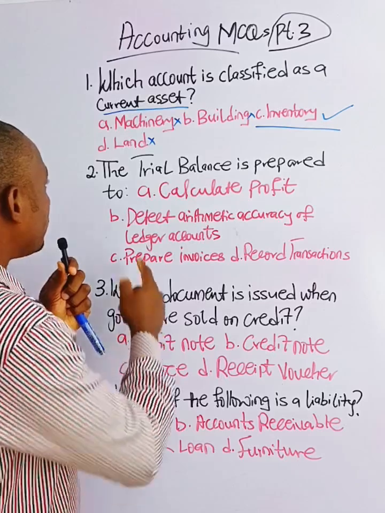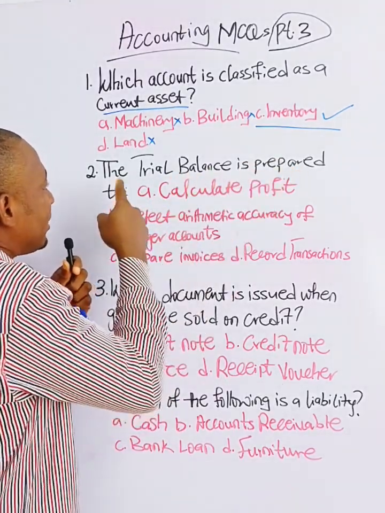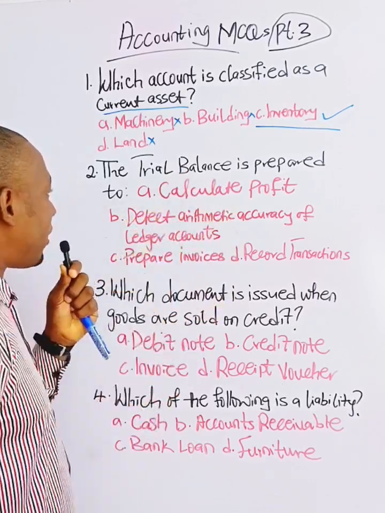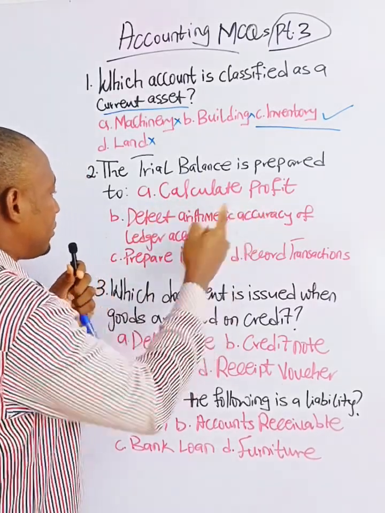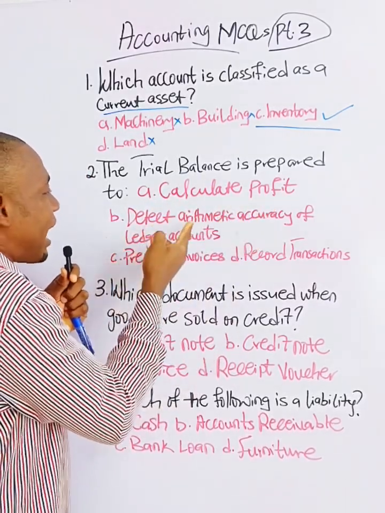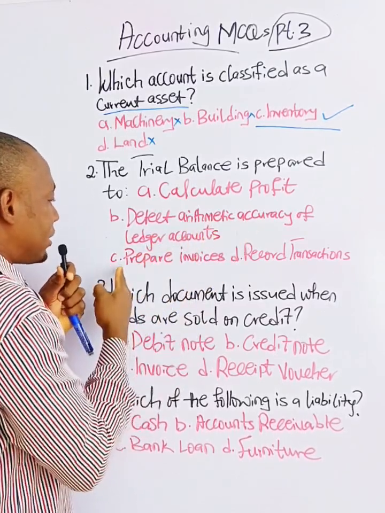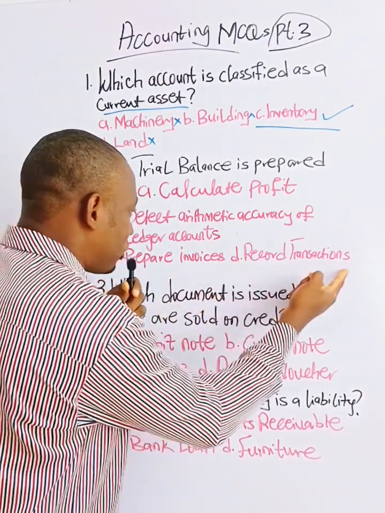All right, number 2. The trial balance is prepared to. Now, let's consider our options. A, to calculate profit. B, to detect arithmetic accuracy of ledger accounts. C, to prepare invoices. D, to record transactions.